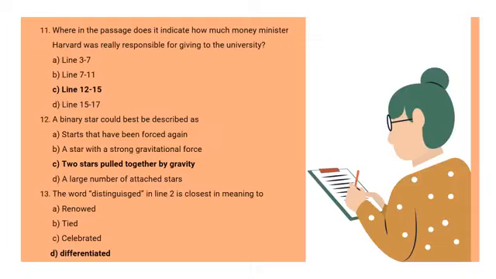The question number 13 is the word distinguished in line 2 is closest in meaning to. My best answer is D, differentiated, because distinguished has a meaning to notice or understand the difference between two things. And it means that distinguished has a similar meaning with differentiate.